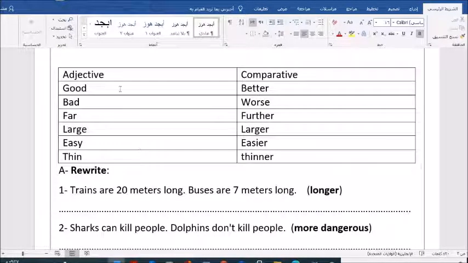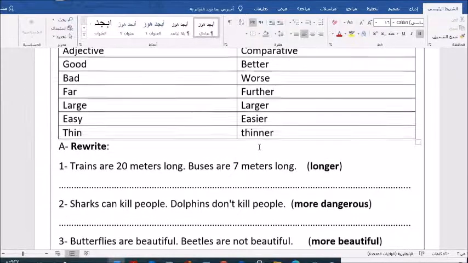Here are the adjectives. Good, which describes only one thing. Better, which describes two things. Okay, bad for one thing, worse for two parts, far for one part, further for two parts, and so on. Repeat after me. Good, better. Bad, worse, far, further. Large, larger. Easy, easier. Thin, thinner.